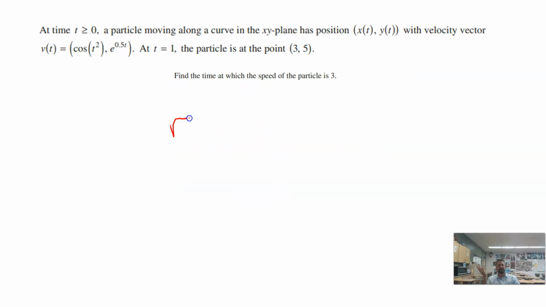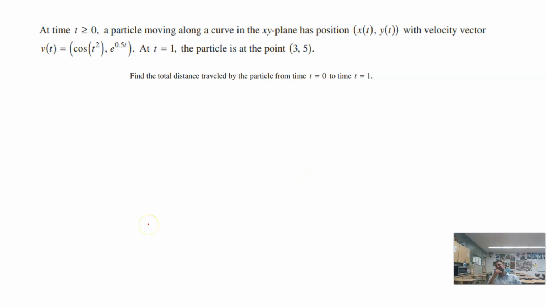Letter C wants to know, find the time in which the speed of the particle is 3. Well, again, this is more or less just checking to see if you know the definition of speed, which is the square root of dx/dt squared, so I go cosine of t squared, plus dy/dt squared, e to the 0.5t squared. So that's our speed equation. We just set that equal to 3. Again, the only mistake I really see people make on this is they accidentally plug in 3 instead of setting it equal to 3, because I want to know when the speed is 3, not the speed at time equals 3. So when we solve it the same way we did letter B, I get 2.196, or 0.95, is your correct answer for letter C.